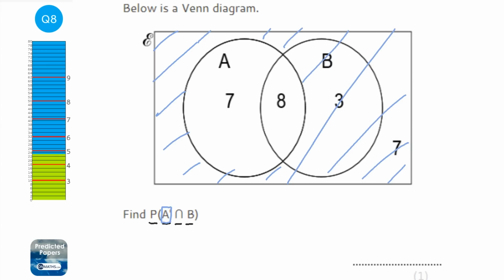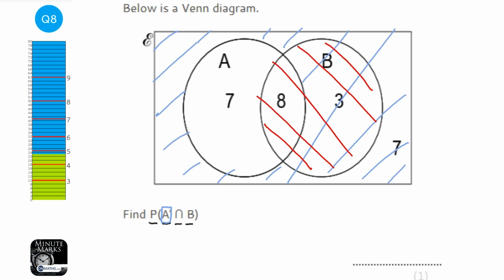B is anywhere in B, so it can be in there as well. So all of that. So the word and, or this symbol here, and, means it's got to be both in the blue zone and the red zone. So the only place that that is the case is inside this bit here.